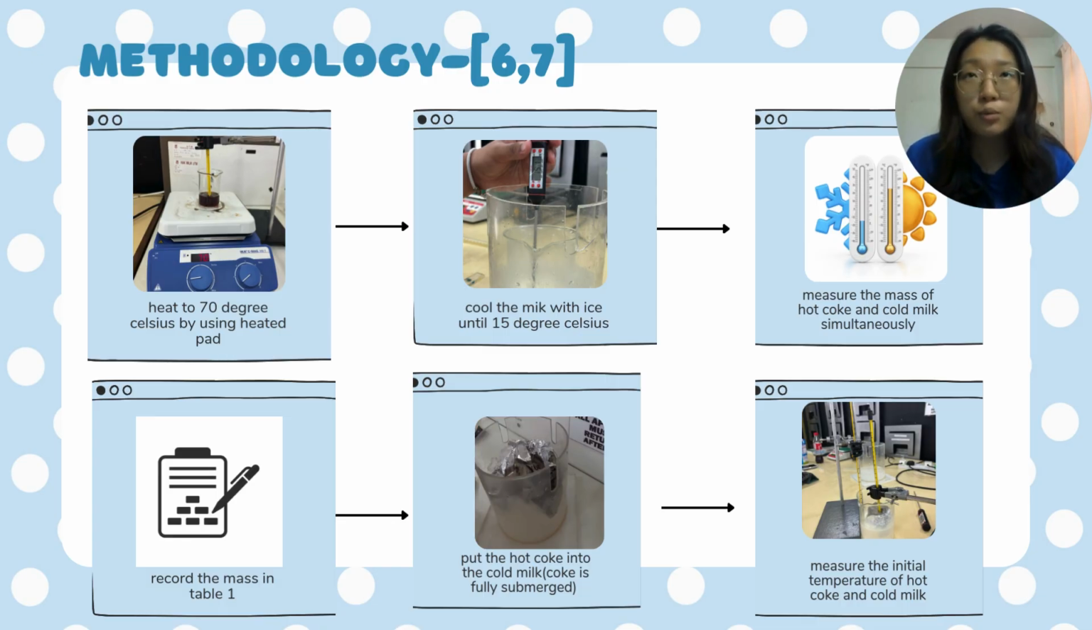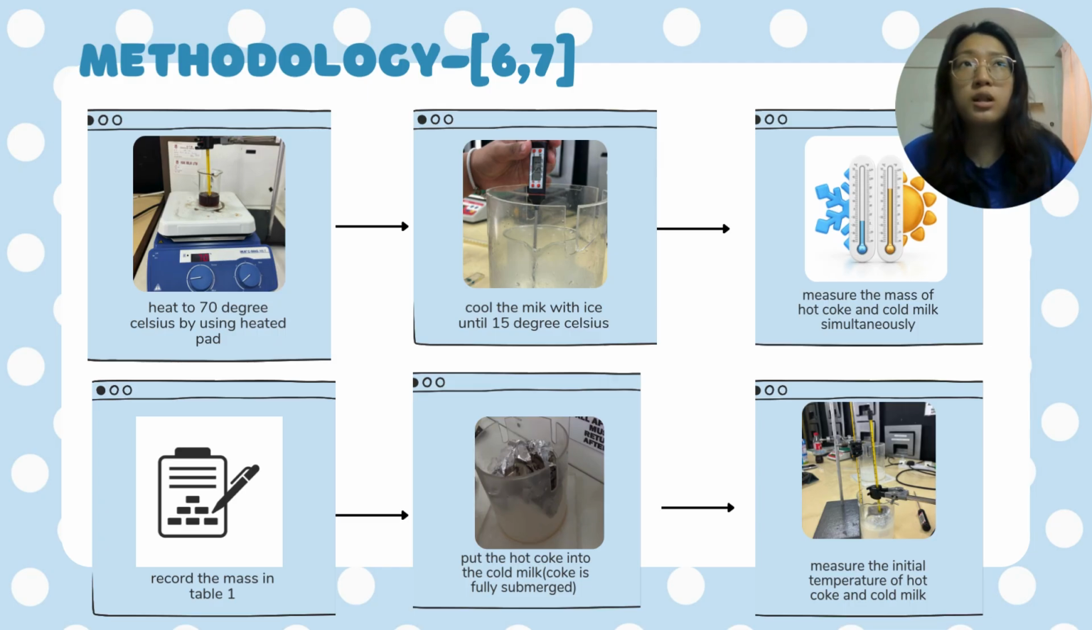For the experiment, we set the temperature of the milk at 15 degrees Celsius. After that, we measure the mass of the hot coke and the cool milk simultaneously. We must measure quickly to avoid heat being lost to the surroundings, and we record the mass in table one.